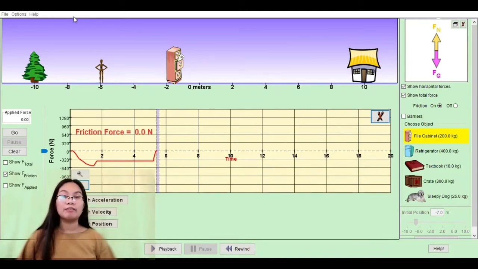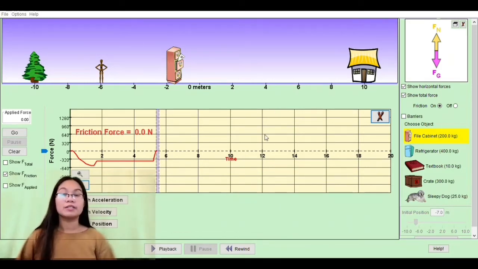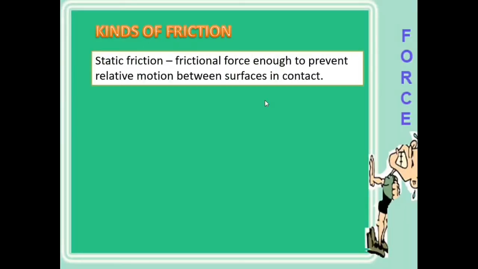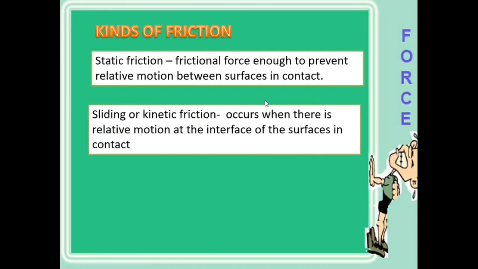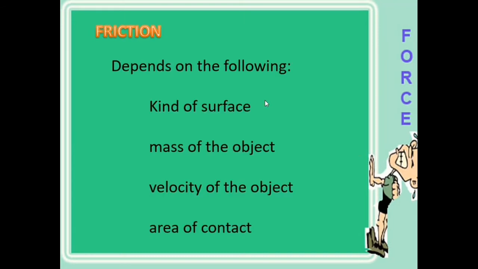We also have, under kinetic friction, rolling friction. So for objects which roll, they also have this rolling friction acting on them. Then we have different kinds of friction. Yun nga, as I have mentioned, we have static friction, we have kinetic friction, and we also have rolling friction.